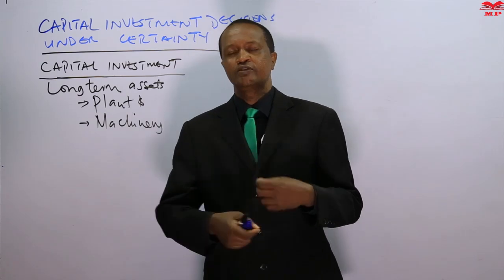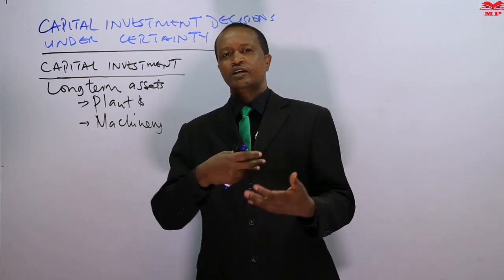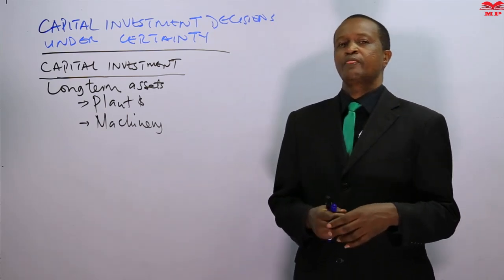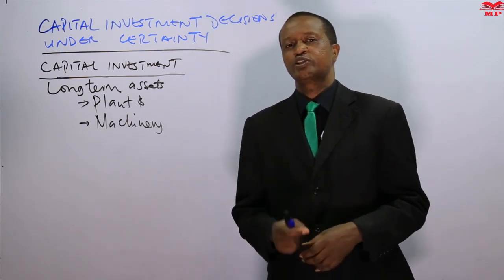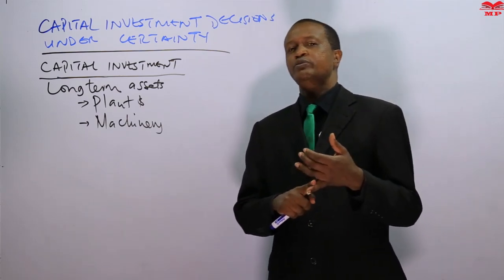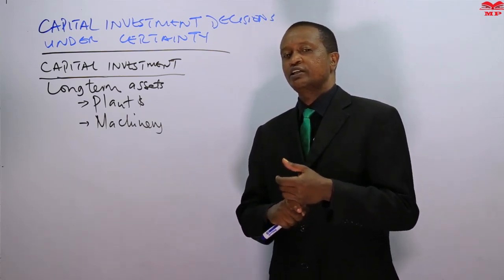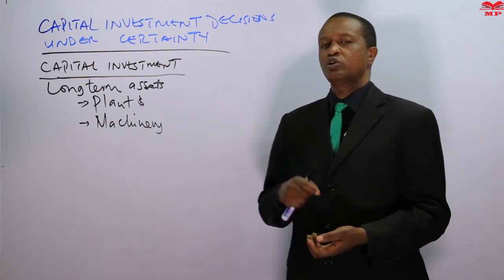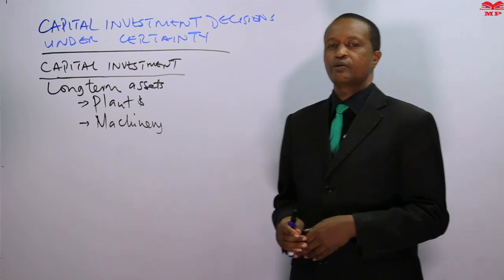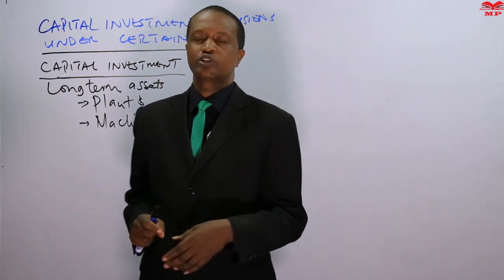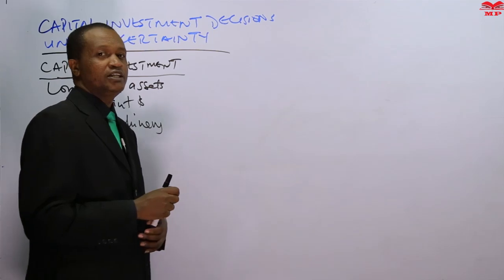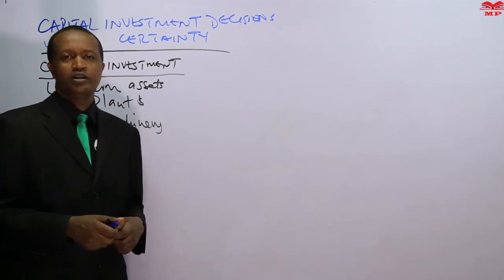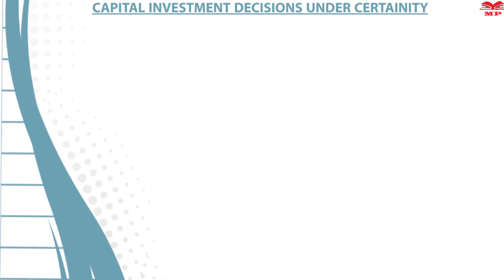The money, financial resources, and other resources, human resources, must be coordinated and integrated in such a manner as to maximize the objective of the firm. The objective of the firm may be profit maximization or shareholders' wealth maximization. So that's why capital budgeting is very important. It is important in many aspects.